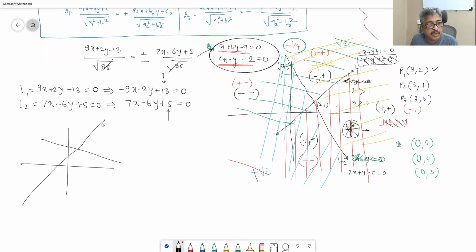Something like this. Now what I am trying to say is that if I substitute the origin, 0, 0, in these equations, the origin-containing quadrant is going to be plus plus, because I made these constants positive. And the origin makes everything 0 as far as the other part is concerned. Therefore, the origin-containing quadrant is plus plus.